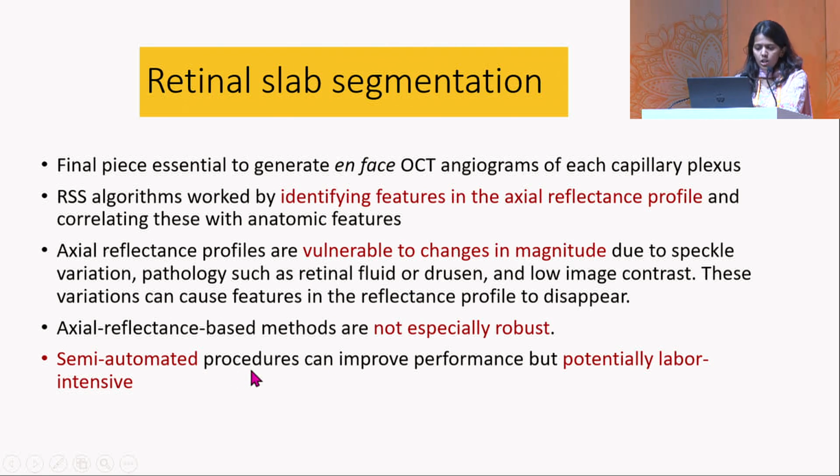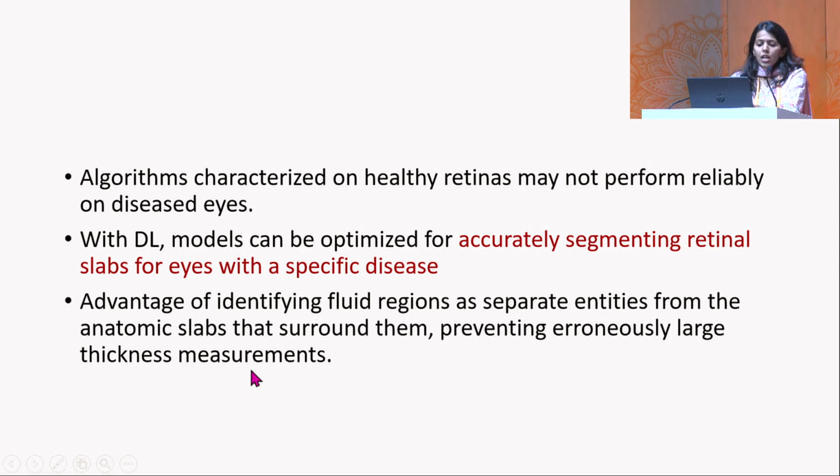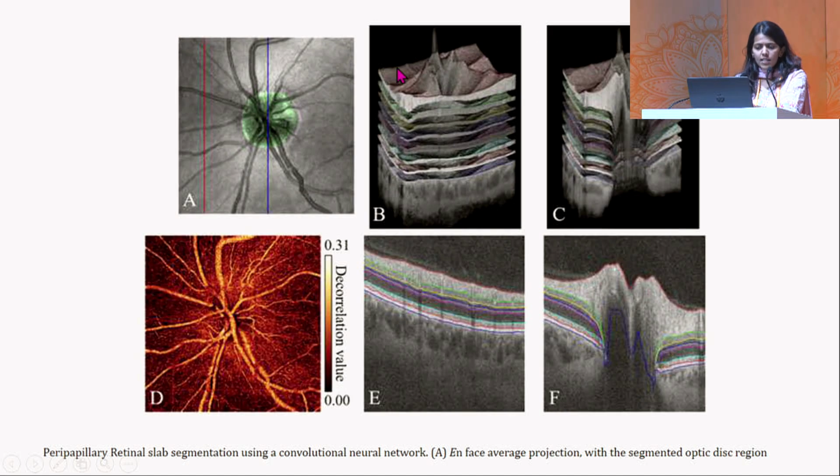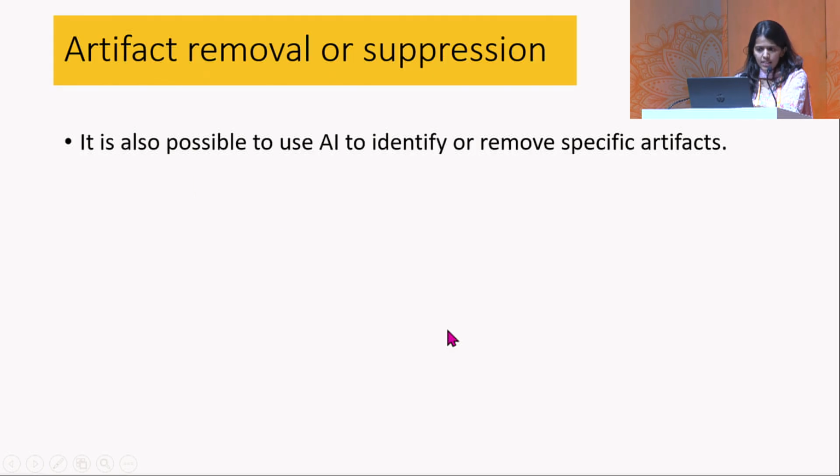Semi-automated procedures can also be done to improve performance, but they're potentially labor-intensive. With deep learning, models can be optimized to accurately segment retinal slabs for eyes with a specific disease. This is a peripapillary retinal slab segmentation done using a convolutional neural network. This is through the peripapillary, through the red line, and this is through the blue line, that is through the optic nerve head. And we can see all the layers segmented from the ILM to the RPE-Bruch's complex.